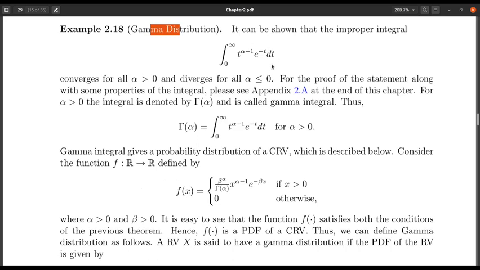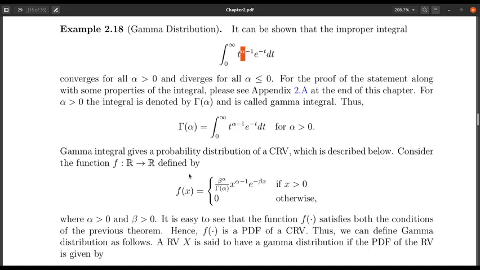Notice I am not going into the proof. The proof is given in appendix 2.a. You can see it, but the fact I am telling you is that if you see this integration, it is an improper integral. The reason is that infinity is included here. And this improper integral converges if alpha is strictly greater than 0. And this improper integral diverges if alpha is less than or equal to 0. Okay? And this statement gives rise to a distribution function of a continuous random variable.